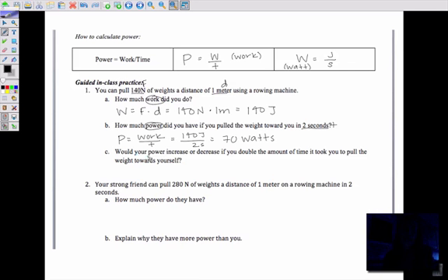C asks, would your power increase or decrease if we doubled the amount of time it took to pull the weights towards yourself? So originally, we had 140 joules over 2 seconds. If we double the time, that means we're going to times it by 2. So we're still going to do 140 joules of work, but in this case, we do it in 4 seconds. If we increase the time, we are going to decrease the power because time and power have an indirect relationship.